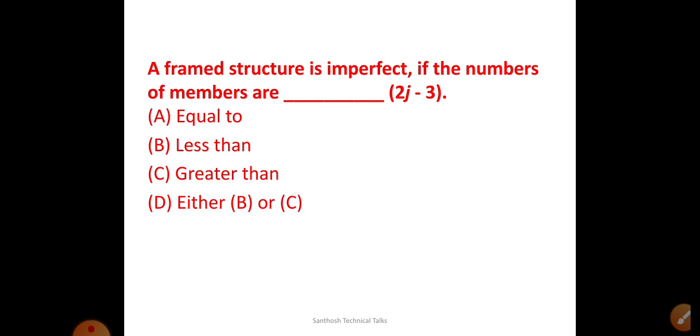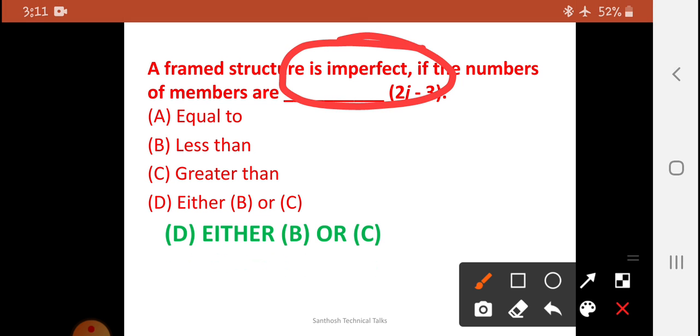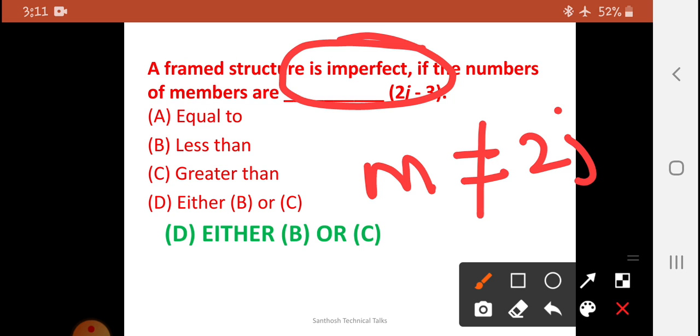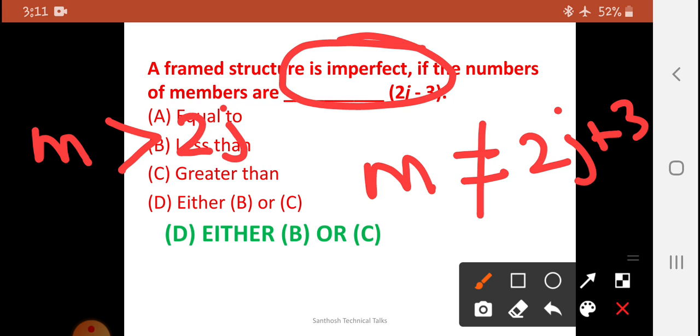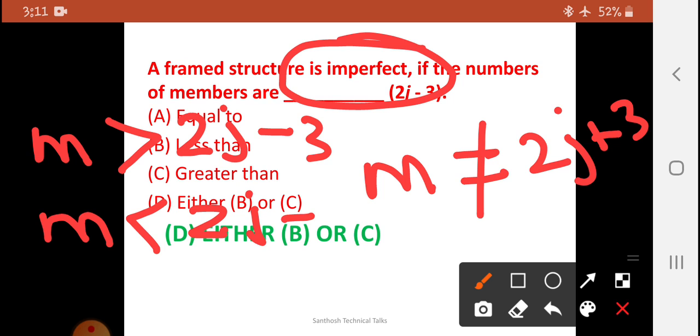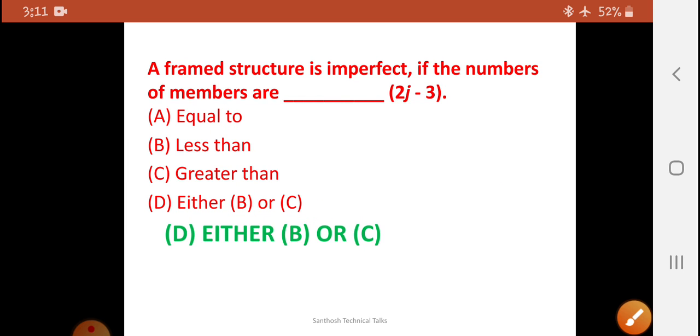And next question, as we said earlier, the frame structure is imperfect, which means the number of members m is not equal to 2j minus 3. Sometimes we can say m is greater than 2j minus 3, or sometimes m is less than 2j minus 3. Therefore, option D, both less than or greater than, both are called imperfect frames.